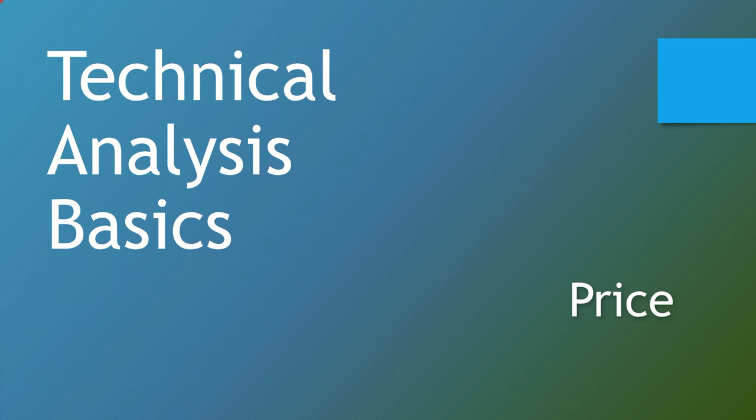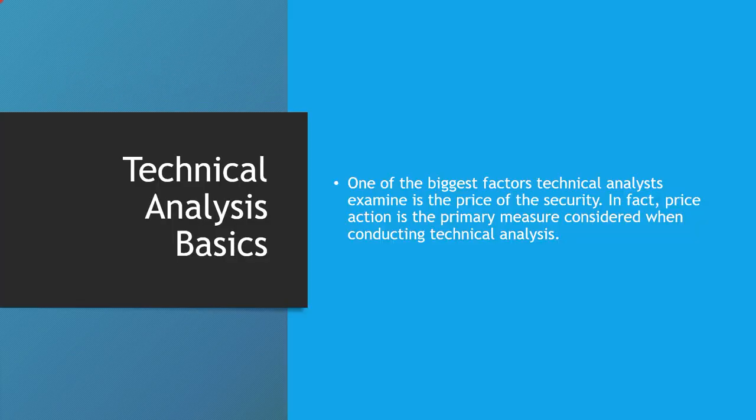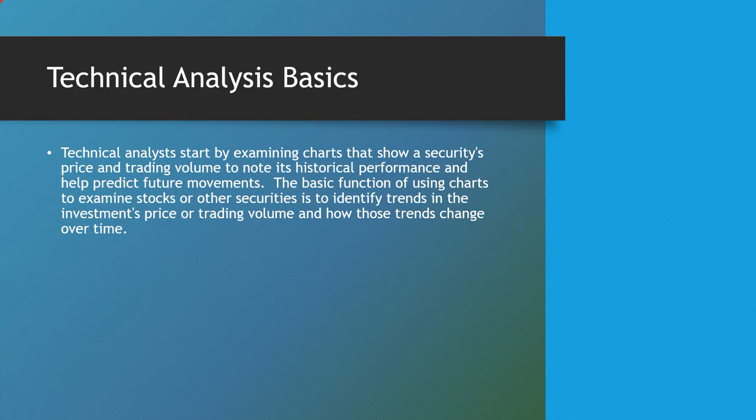First is price. A technical analyst is always looking at price on his charts. That is the most crucial of all points. It's the biggest factor. In fact, price action is the primary measure considered when conducting technical analysis. Technical analysts start by examining charts that show a security's price and trading volume to notice historical performance and help predict future movements. The basic function of using charts to examine stocks and other securities is to identify trends in the investment price or trading volume and how those trends can change over time.